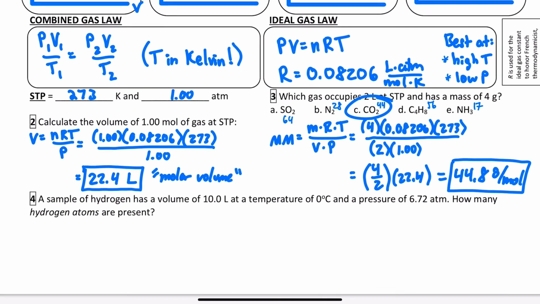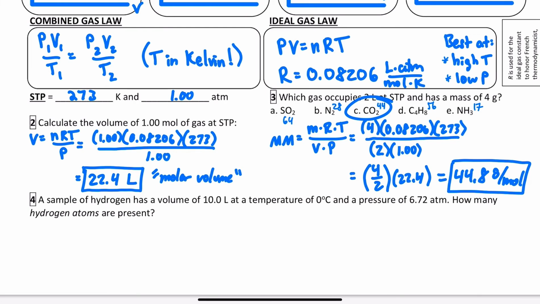Okay, so there's one more problem. I'd like you to hit pause and see if you can figure out the last question. They say we have a sample of hydrogen, remember that's diatomic. It occupies 10 liters at 0 Celsius and 6.72 atm. We want to know how many hydrogen atoms are present. See if you can figure out how to use the ideal gas law and the information given to come up with atoms. Okay, let's check and see how you did.